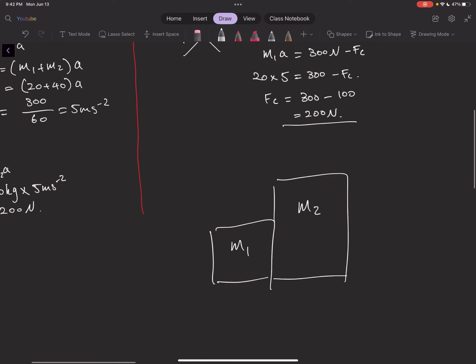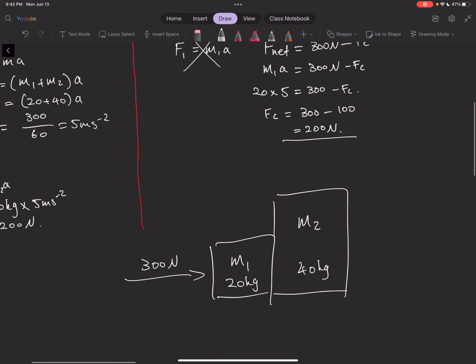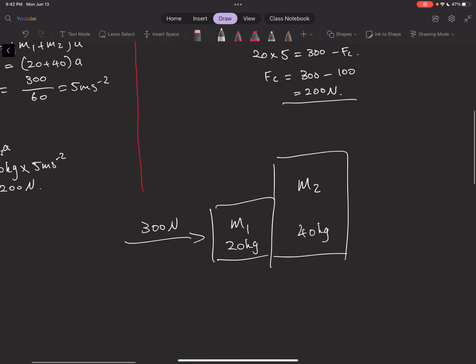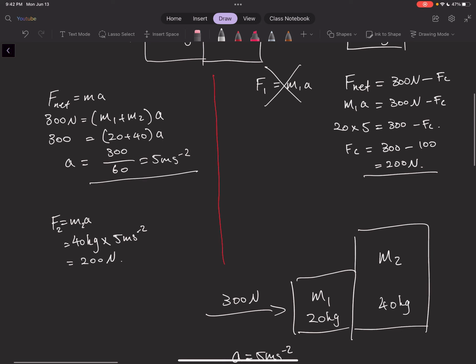And they are the same mass, 20 kilograms and 40 kilograms. And they have the same input force of 300 newtons from the left to the right. Now we know that the system is accelerating at 5 meters per second squared. We can actually see the equation up here that we used.